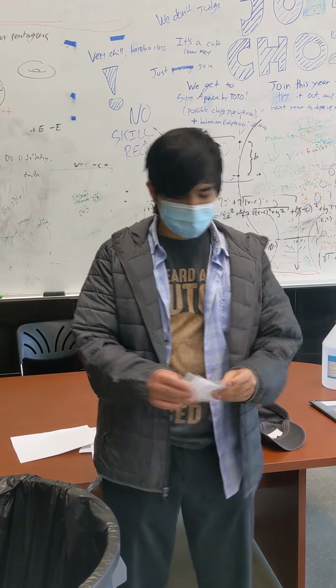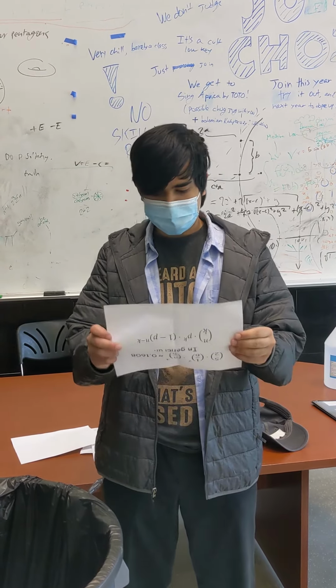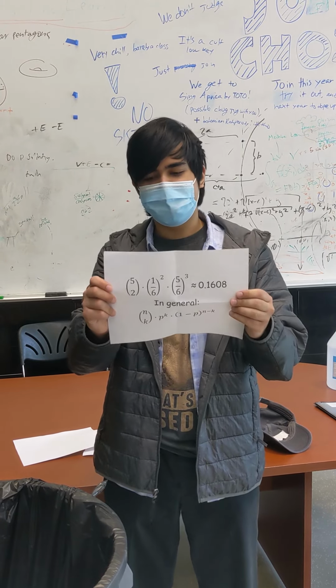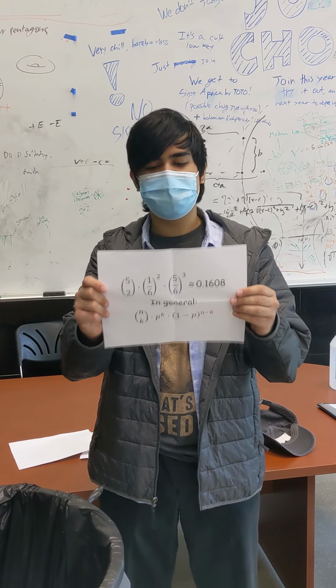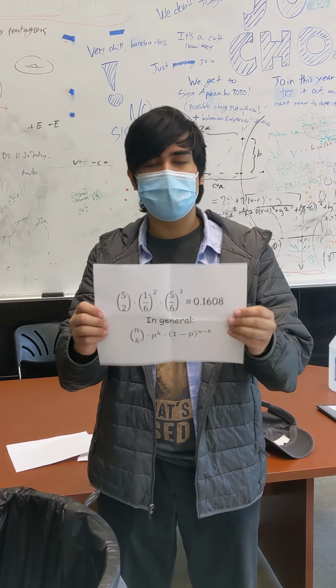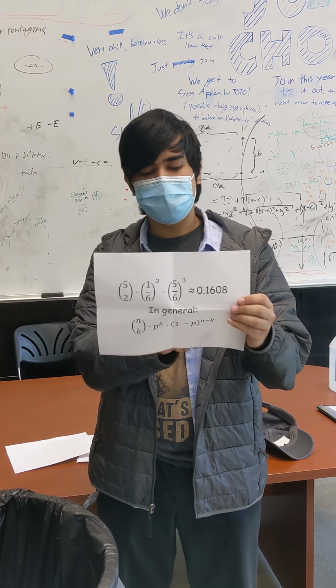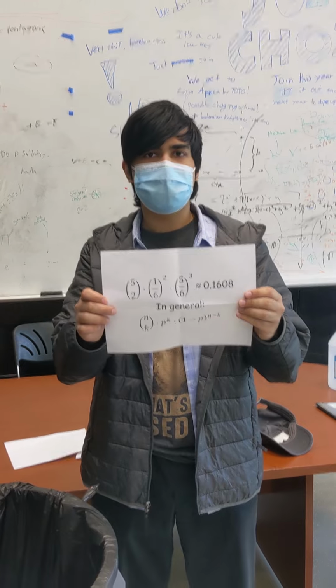This leads us to our final answer of 5 choose 2 times (1/6) squared times (5/6) cubed, or about 0.1608. And we can also use this general formula here through the same logic.